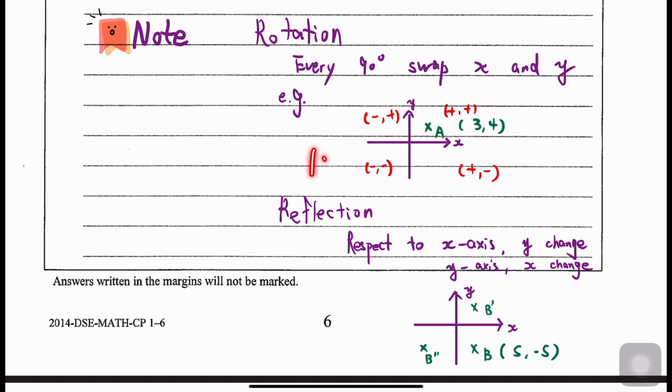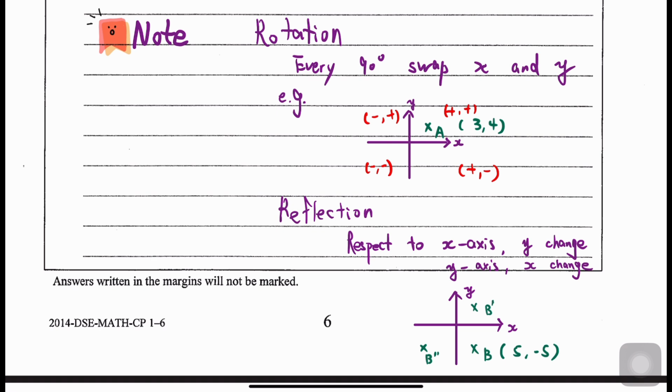How about 180 degrees? Clockwise 180 or anti-clockwise 180 is both the same, right? 180 means 2 times 90. So 3, 4 to here is 4, 3, and then 4, 3 to here is 3, 4, so the numbers stay the same. But how about the sign? The signs in quadrant 3 should be negative 3 and negative 4. So when you rotate 180 degrees, it follows the signs of that quadrant.